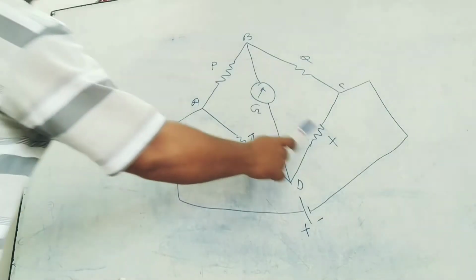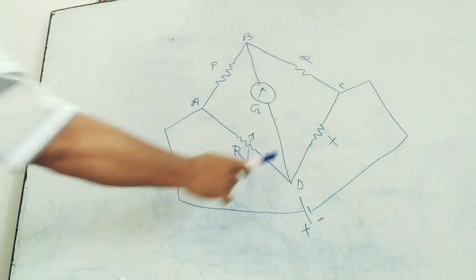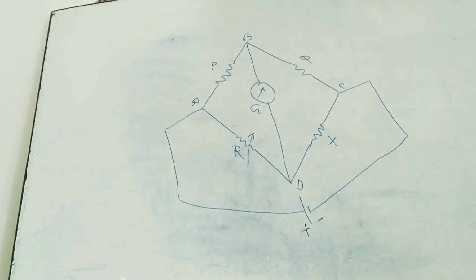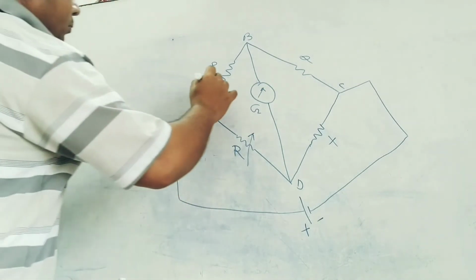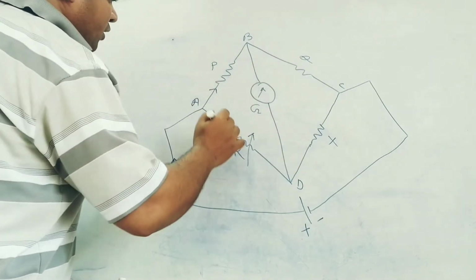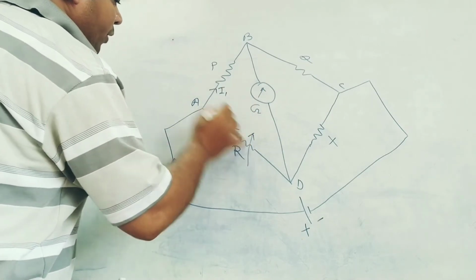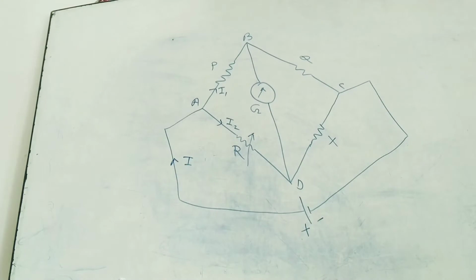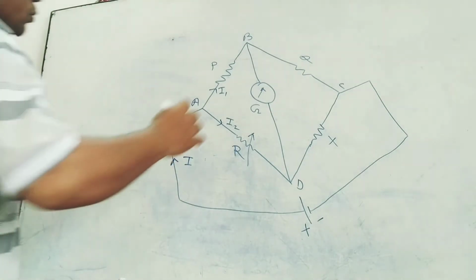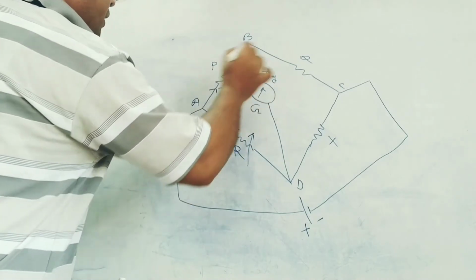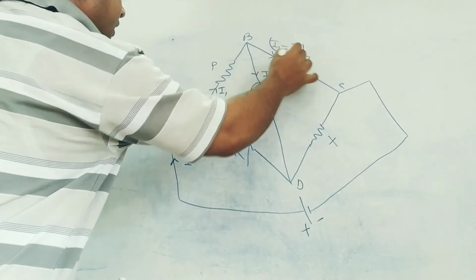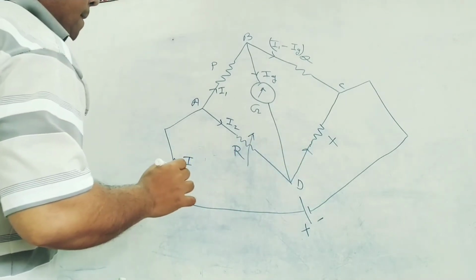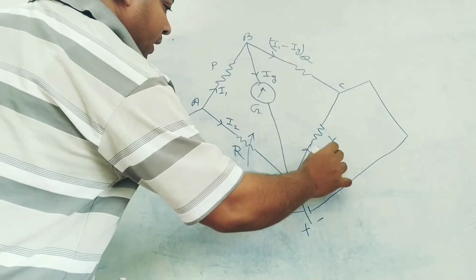The resistance of the DC arm, X, is unknown. The main circuit current I passes through these four arms, splitting into I1 and I2 because ABC and ADC are connected in parallel combination. IG is the galvanometer current. BC carries the current I1 minus IG and DC carries the current I2 plus IG.